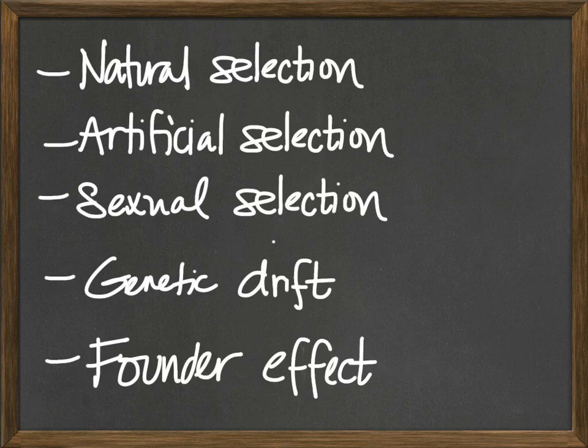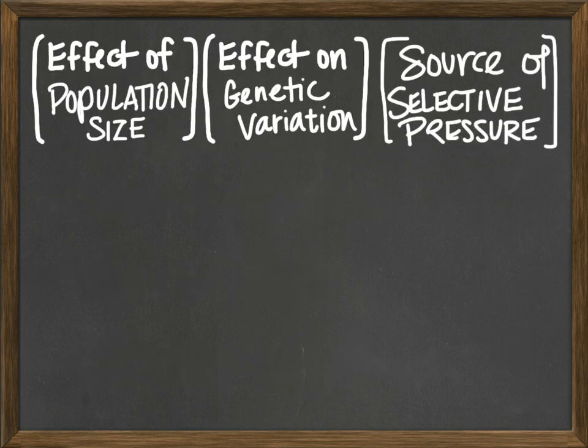Great. Well, now we want to look at these 5 forces on populations and compare the effect of population size on any of them, the effect that these mechanisms have on genetic variation, and compare the source of selective pressure from each of them. Are we ready? Let's go.